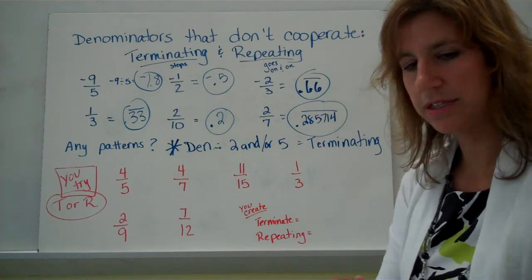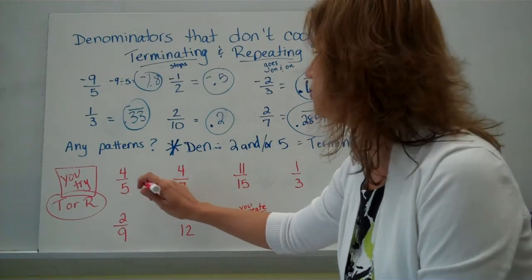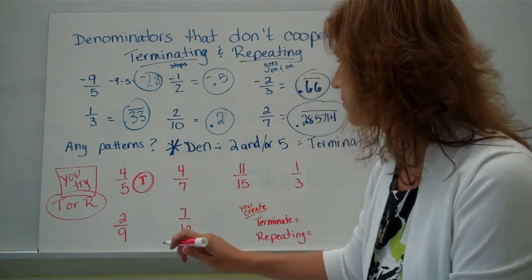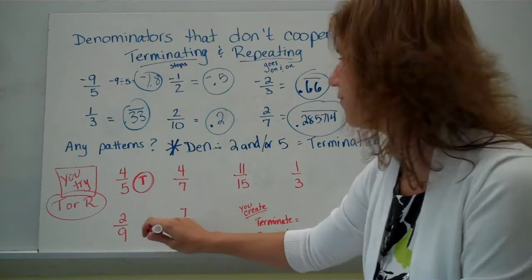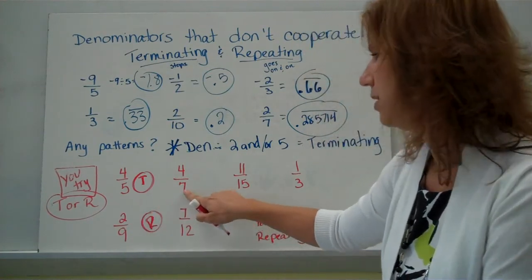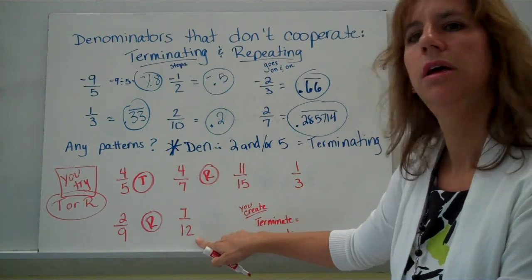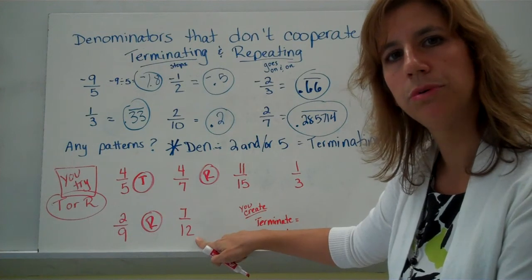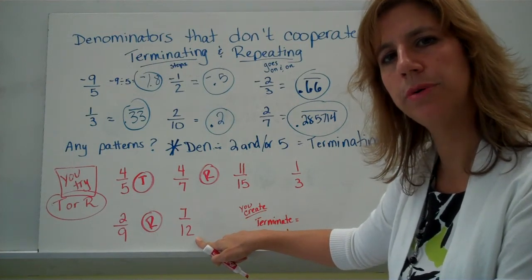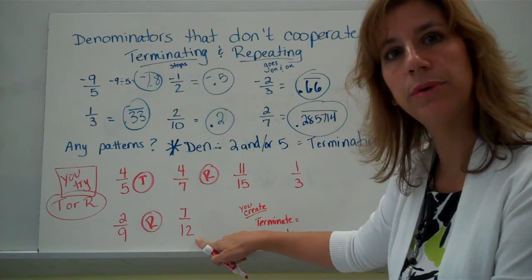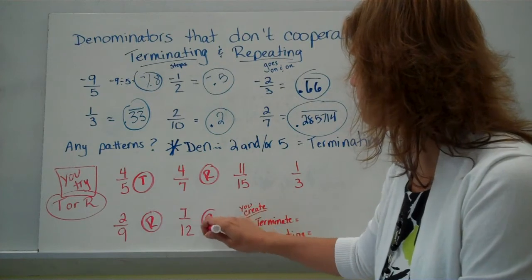Okay, great. Let's go over them. So here, this is divisible by 5, so it is terminating. This is not divisible by 2 or 5, repeating. Not by 2 or 5, repeating. It is divisible by 2. Can 5 go into it? Can any other numbers go into it? Sure, 3 can go into it, can't it? So it is not terminating, it is repeating.